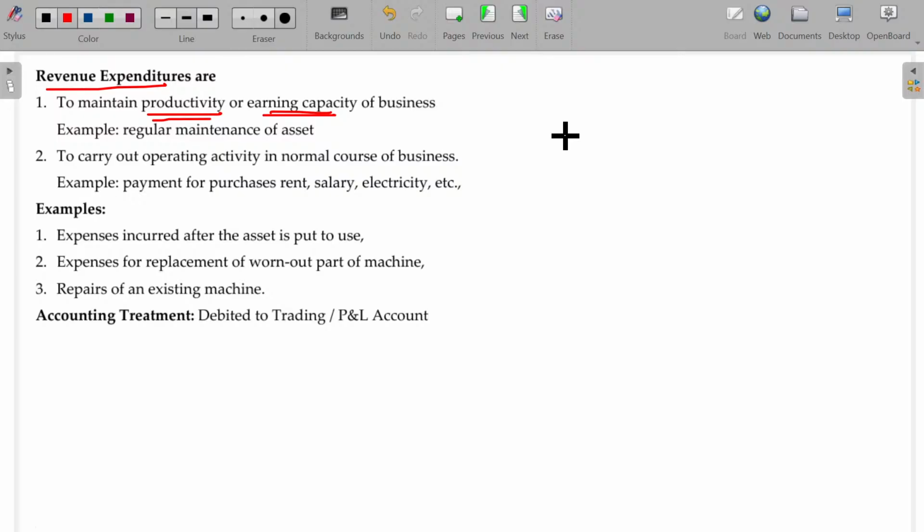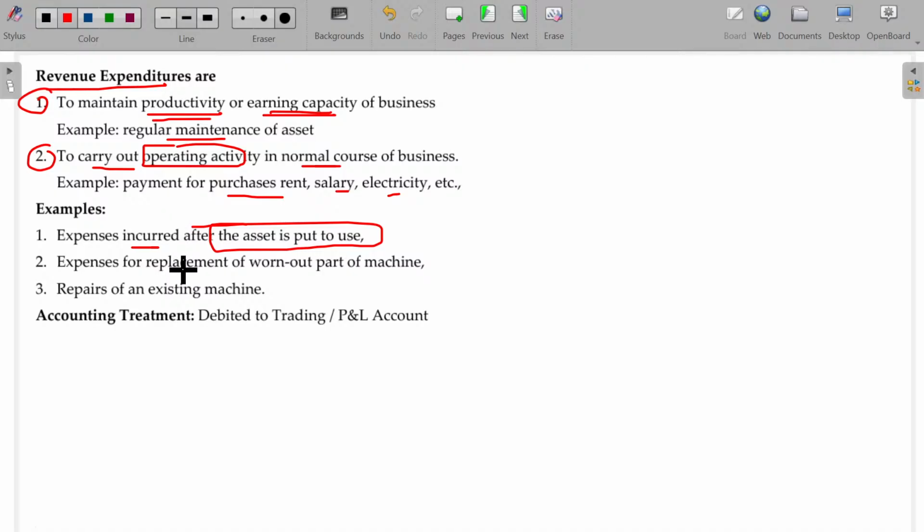What about the expenses spent for regular maintenance of an asset, or to carry out operating activity in the normal course of business, like payment for purchases, rent, salary, etc.? All these things are revenue expenditure. Example, expenses incurred after the asset is put to use, up to the date of put to use will be capitalized, and after the date of put to use, that will be called expenses debited to the P&L account.